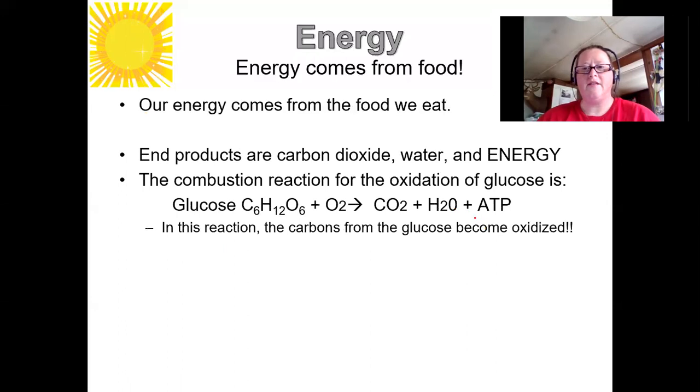Energy is in the form of ATP, and ATP stands for adenosine triphosphate, and we will learn a lot more about ATP as we go. But right now I want you to think of ATP as the energy source of our bodies.